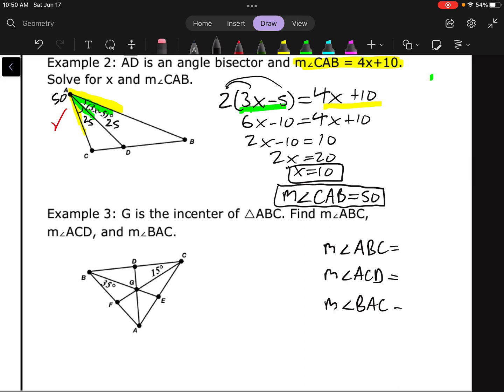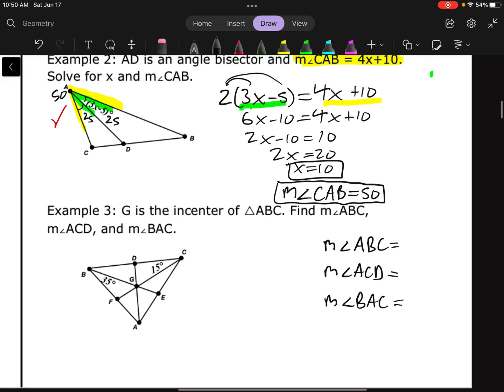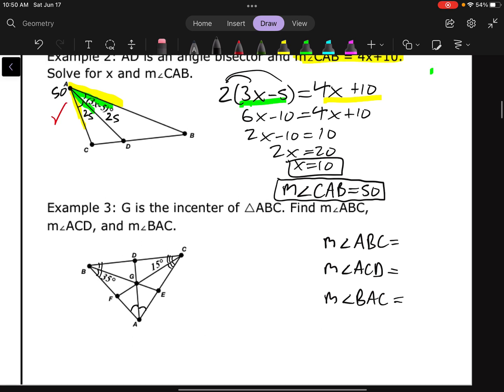Okay, so before I even look at what those angles are, if this thing is the incenter, that means that these two angles are the same, these two angles are the same, and these two angles are the same. Right? That's what an incenter does, because the incenter is where all the angle bisectors meet. Okay, so just off that alone, I know that this has to be 15. I know that this has to be 35.